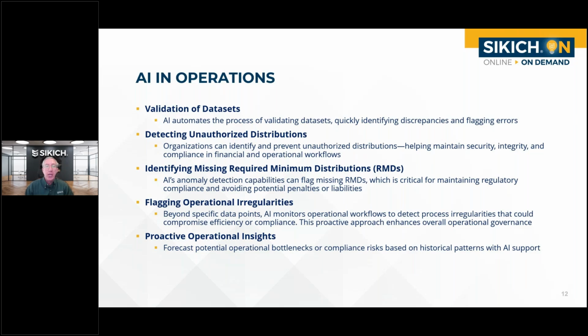AI can also help flag operational irregularities beyond specific data points by monitoring workflows and helping detect those irregularities that could compromise efficiency or compliance. And that proactive approach, and really that's the difference here with AI, we can always find things after the fact. It's finding it before it actually happens that can help enhance overall operational governance. Then in the area of proactive operational insights, we can help forecast the potential operational bottlenecks or compliance risks based on those historical data patterns.